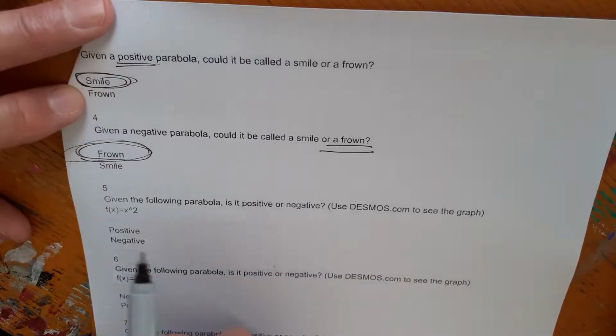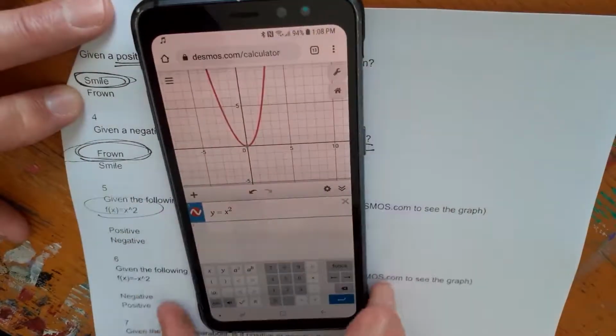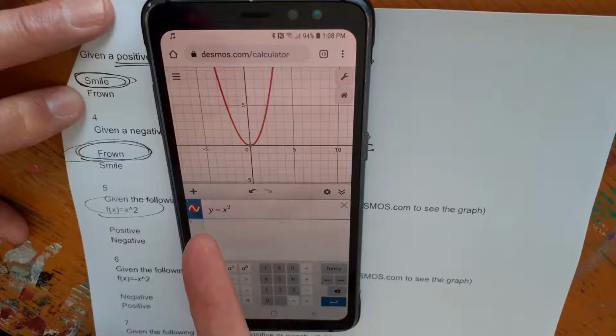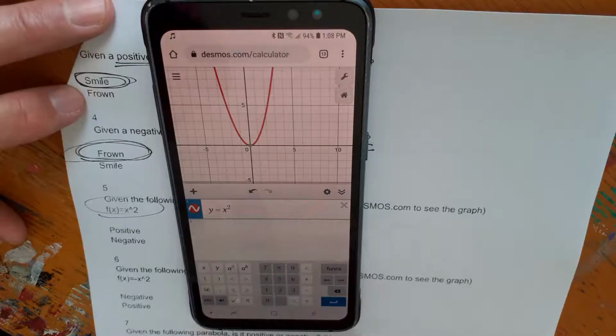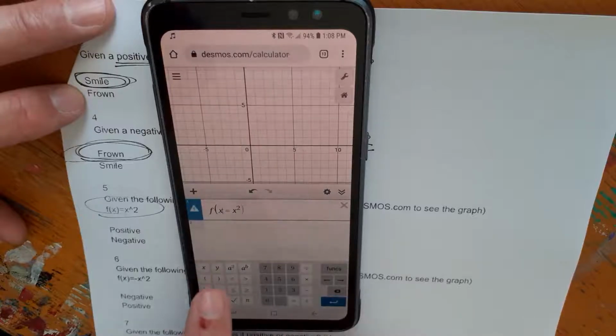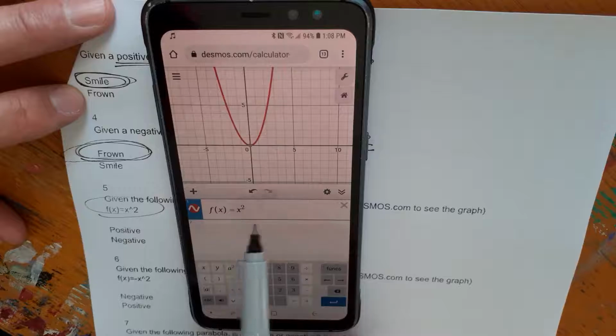is it positive or negative? f of x equals x squared. That's the one we did right here on Desmos. And just to show you the notation, we used y equals. That's the classic Cartesian coordinate notation. We can also use a function notation where we say f parentheses x, and this is called function notation. We say f of x is equal to x squared.